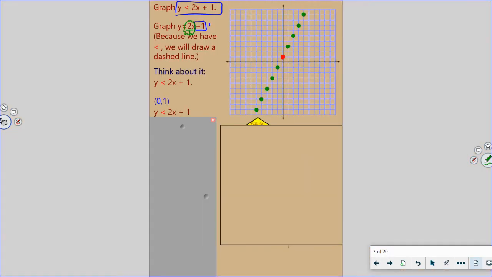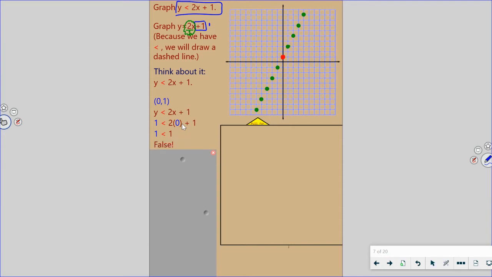Will that make a true statement? Let's substitute in 1 for the y value and 0 for the x value. Now, let's test it. What's 2 times 0? 0. What's 0 plus 1? 1. True or false? 1 is less than 1. No. That's a false statement.